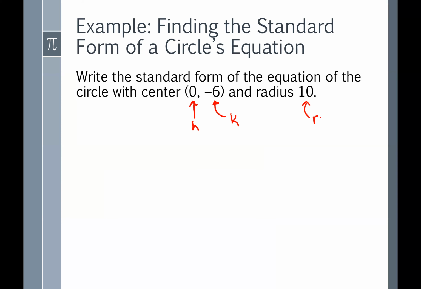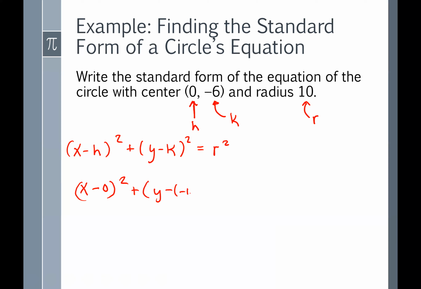So now we're going to substitute into our formula. We have (x minus h) squared plus (y minus k) squared is equal to r squared. So we have (x minus 0) squared plus (y minus negative 6) squared is equal to 10 squared. Let's do a little bit of simplification here. x minus 0 is x. Whenever I subtract or add 0 to any real number, I just get that number. So x minus 0 squared is x squared.